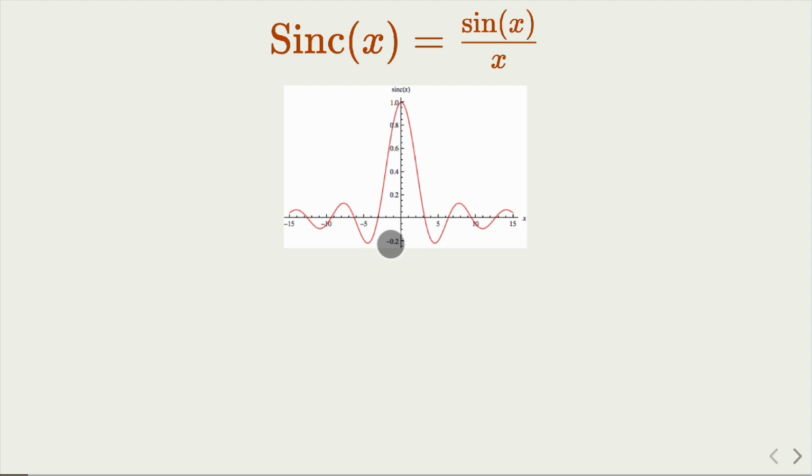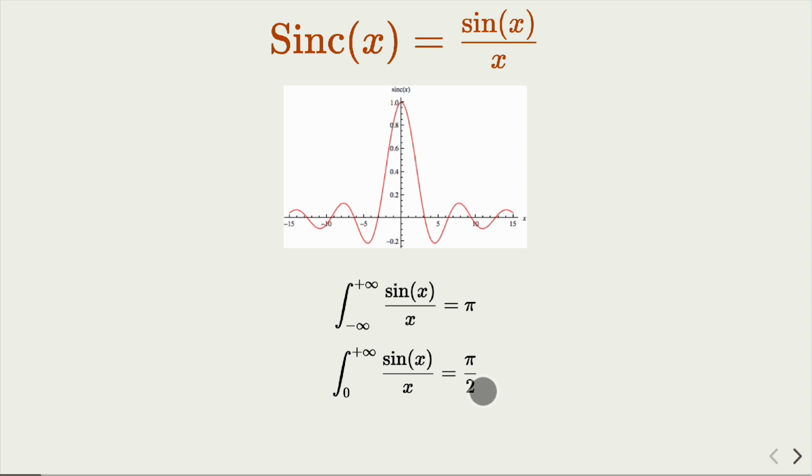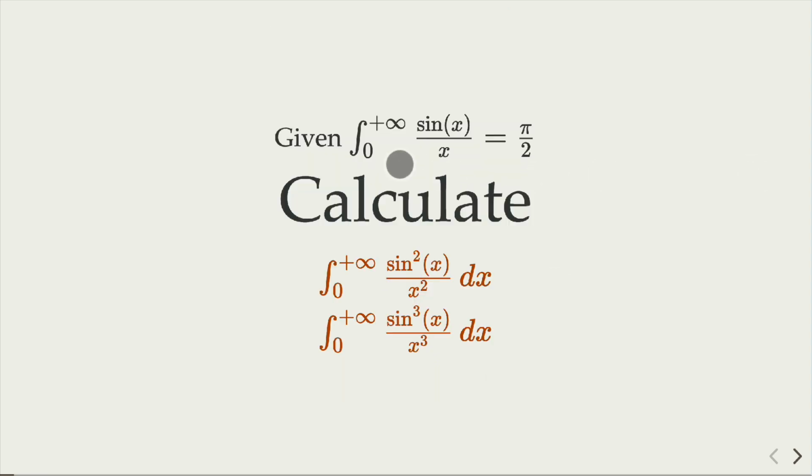This is a shapeless function, it's symmetrical, right? So if you learn a Fourier transform, you know the integral of this can be calculated, and usually it's pi. By symmetrical nature, from 0 to positive infinity, that would be pi over 2. For this problem, you don't have to know how to calculate this. This is given. We're going to evaluate the integral of the square of the sinc function and the integral of the cube of the sinc function. You may want to pause the video, try to solve this problem yourself.